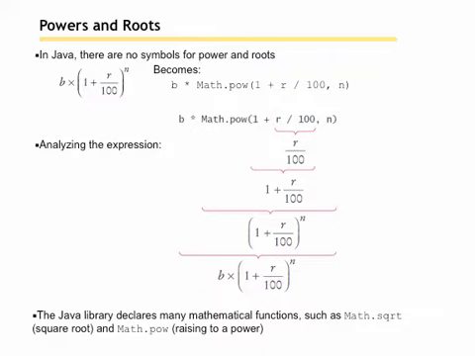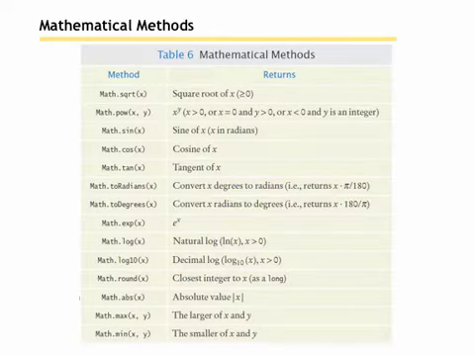Math.pow takes two arguments, the base and the exponent. So what number do we want to raise to what power? If we want to calculate a square root, we have to use Math.sqrt. Notice the word Math has an uppercase M in it because it's a class name. So Math.pow and Math.sqrt will raise a number to a power and will return a square root.